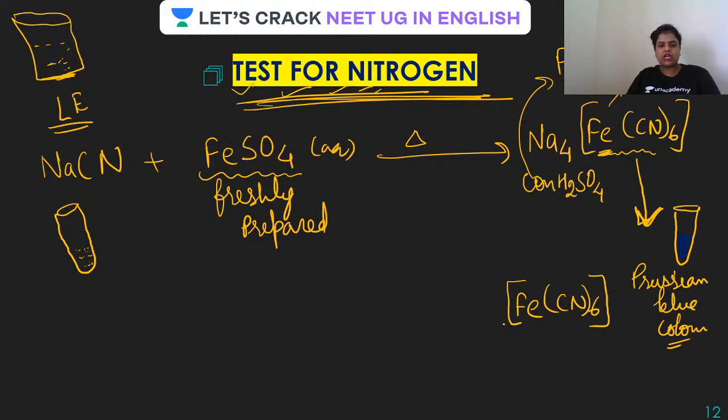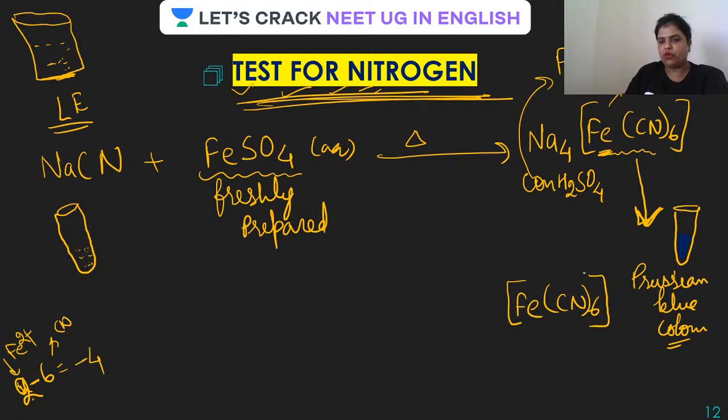Can you tell me the charge over here? CN has a -1 charge. I'm repeating, CN has a -1 charge. So -6. If x minus 6 is equal to 0, the iron is having +2 and the six CN give -6. So the total comes out to be -4. So the complex is going to have a -4 charge.